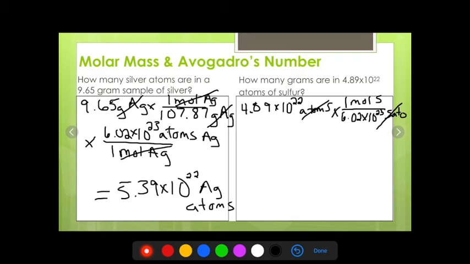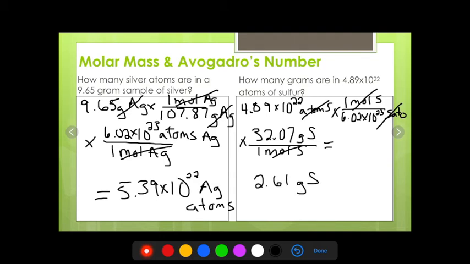And then now we can go moles to grams using molar mass. So the molar mass of sulfur is 32.07. So again, you just look up that number on the periodic table. I want moles to cancel, so I'm going to put 1 mole of sulfur in the bottom, and then 32.07 grams of sulfur in the top, and that gives me 2.61 grams of sulfur.